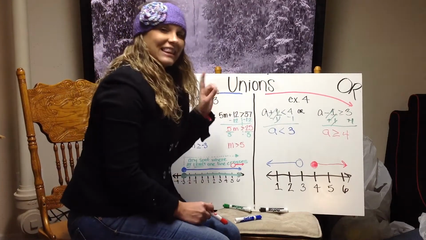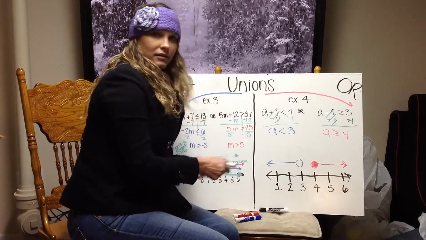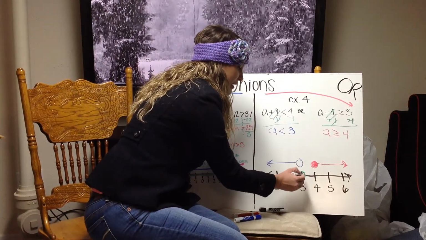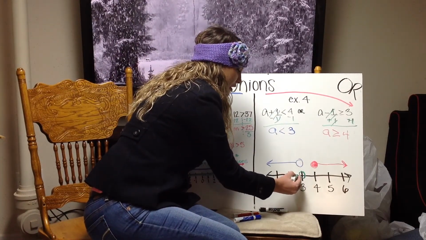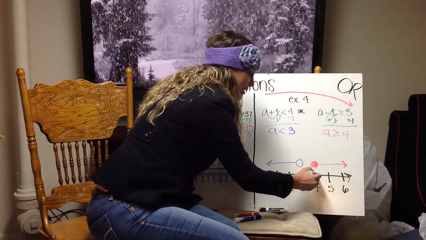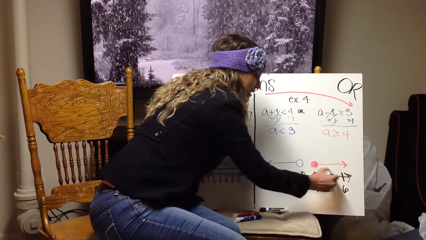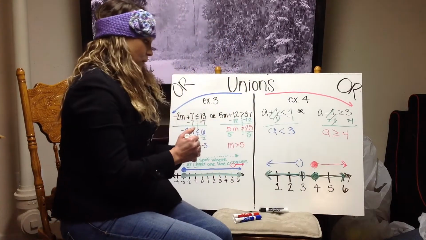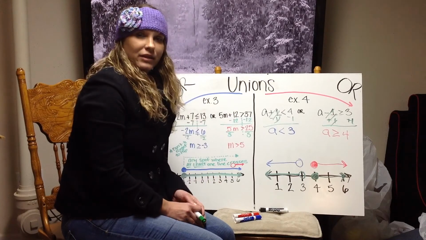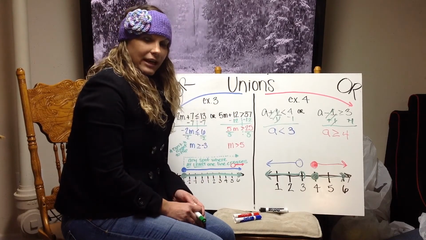Remember, this is where at least one line will be over that number. So this one has nothing on the 3, but it's all of the numbers up to the 3. So our solution would be these numbers, as well as these numbers, because at least one line is over those as well. Now that is how you graph statements with inequalities. Next time we'll be looking at word problems.